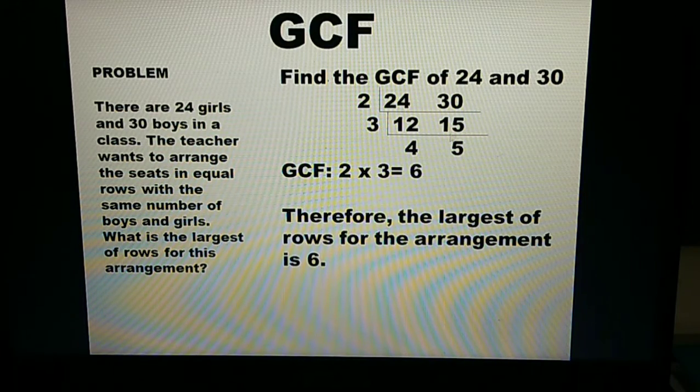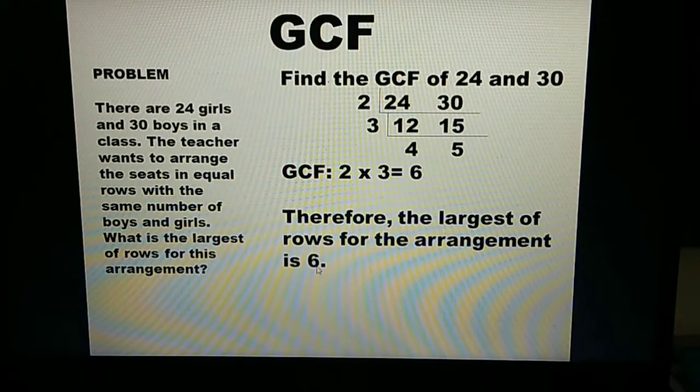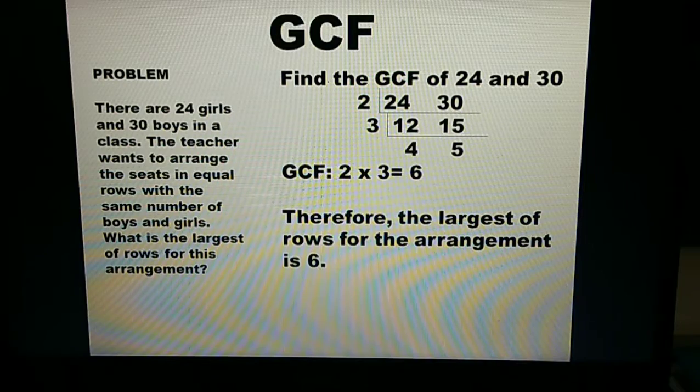So 4 and 5 have no common factors, so we're going to stop here. And our GCF are these two common factors on the left side, 2 and 3. Therefore, the product of 2 and 3, the greatest common factor, is 6. So the answer to the problem, the largest number of rows for the arrangement, is 6.